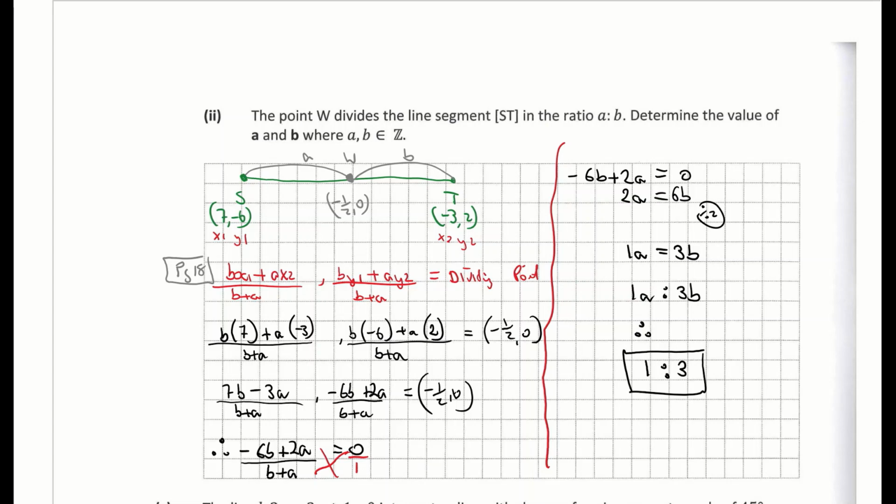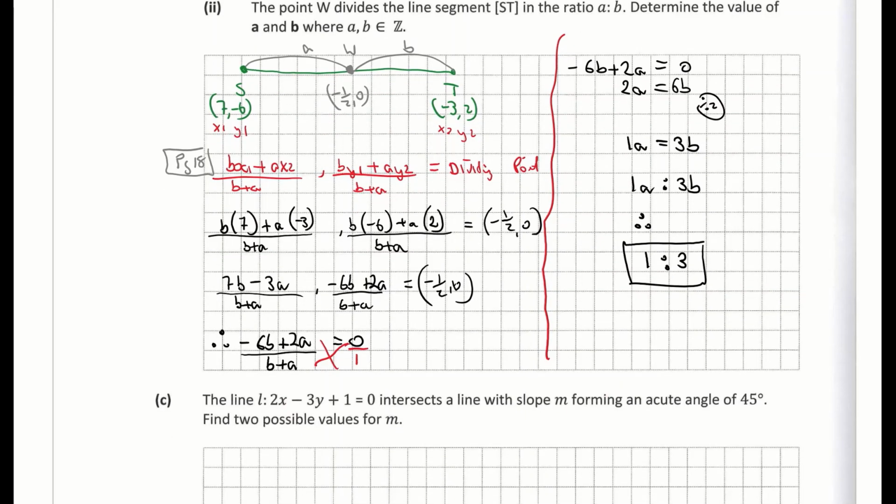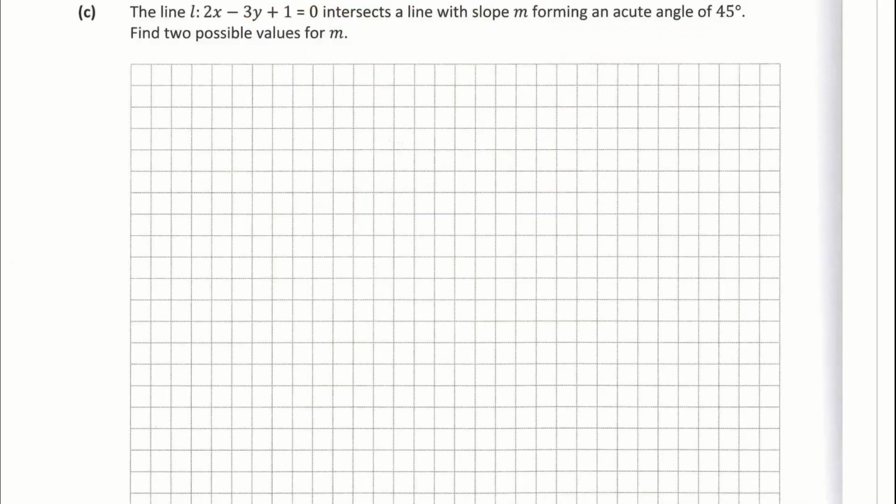Again, it doesn't matter if you took the left-hand side of the x part of that question, you would still get your ratio as 1 is to 3. So that's part 2 done. Scrolling down now to part C. The line L intersects a line with a slope m forming the acute angle of 45 degrees. Find the two possible values of m.